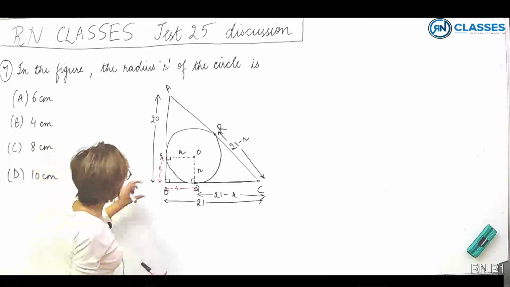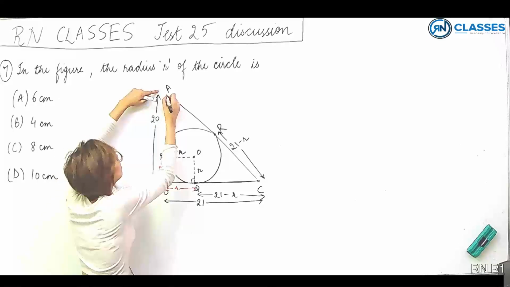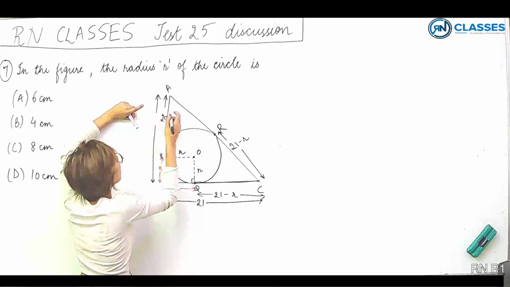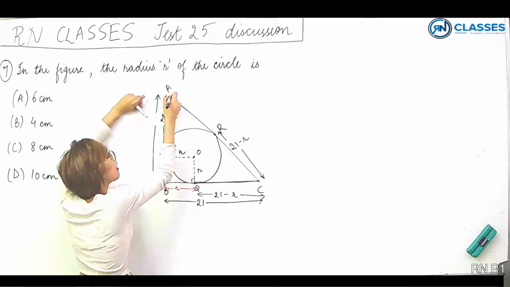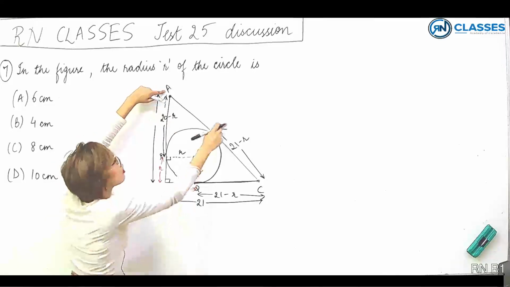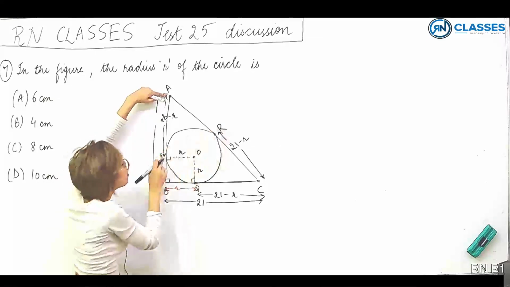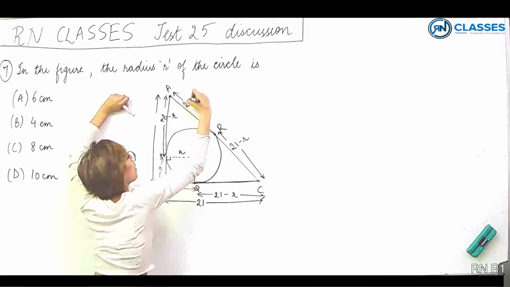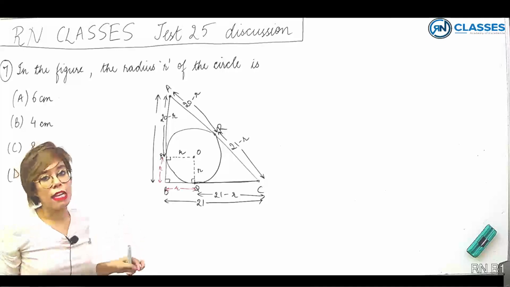Right? Similarly, if this is R, the entire length is 20. This is R, that means this length will definitely be 20 minus R. Right? This length. Now, if you look carefully, AP is a tangent. Also from A, I have another tangent, which is AR. So AP will be equal to AR. If this is 20 minus R, this will be 20 minus R. Right?